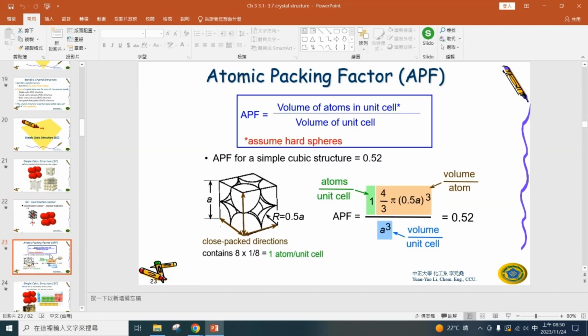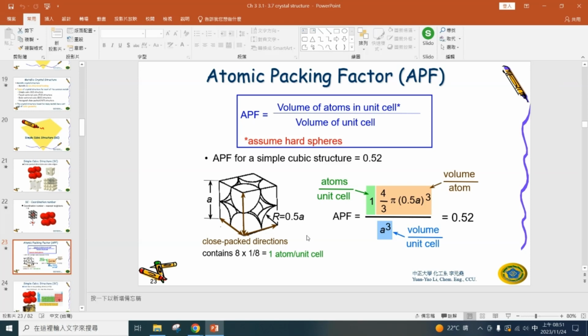The second term we want to know is called atomic packing factor. So the definition of atomic packing factor is the volume of the atoms in a unit cell, as we know this is called unit cell, divided by volume of the unit cell. So you want to know what's the volume occupied by atoms in a unit cell. This is what we call atomic packing factor.